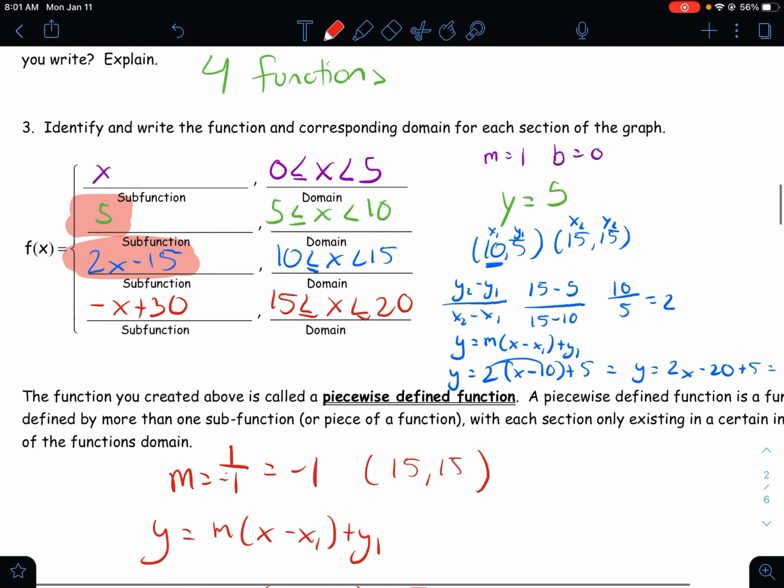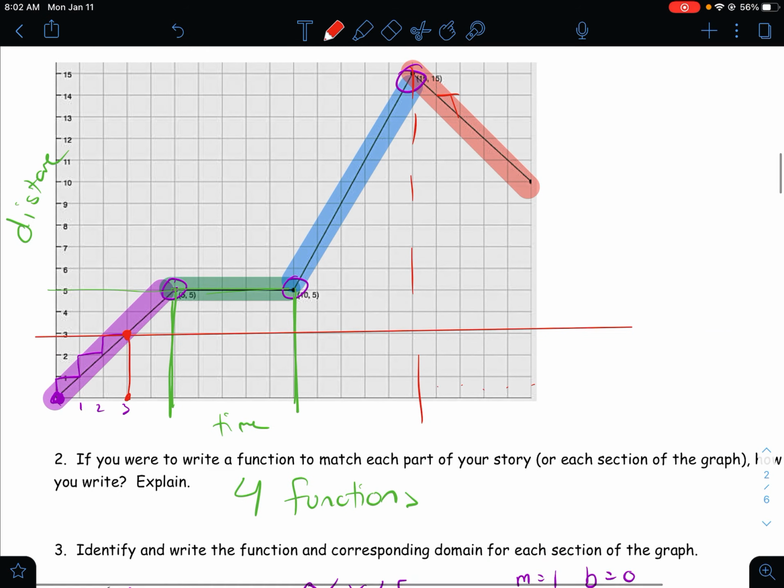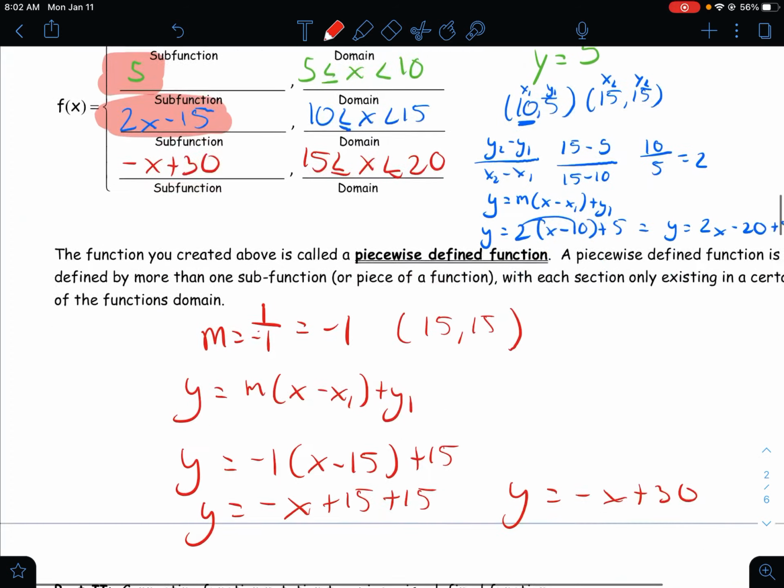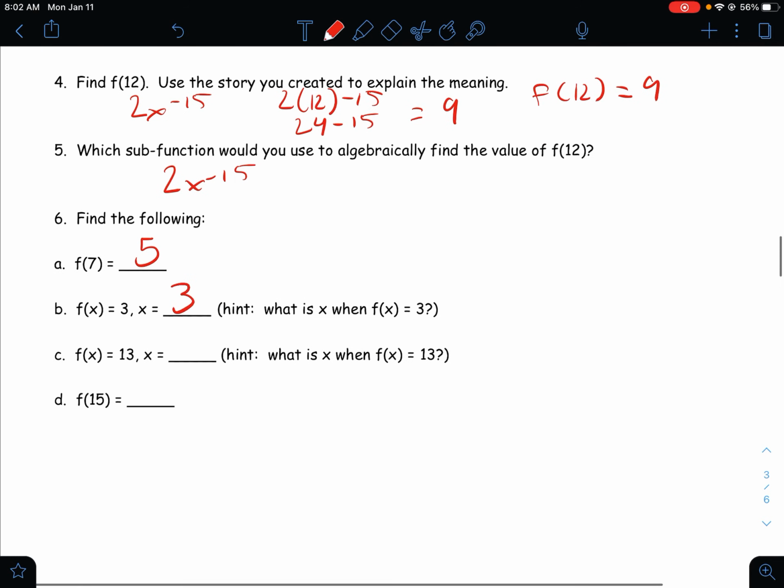So now let's look for 13. What is x when f of x equals 13? So if we look at 13, there's actually going to be 2 values. All right, that's going to be at 11, 12, 13, 14, and 17. So we got 2 values there.